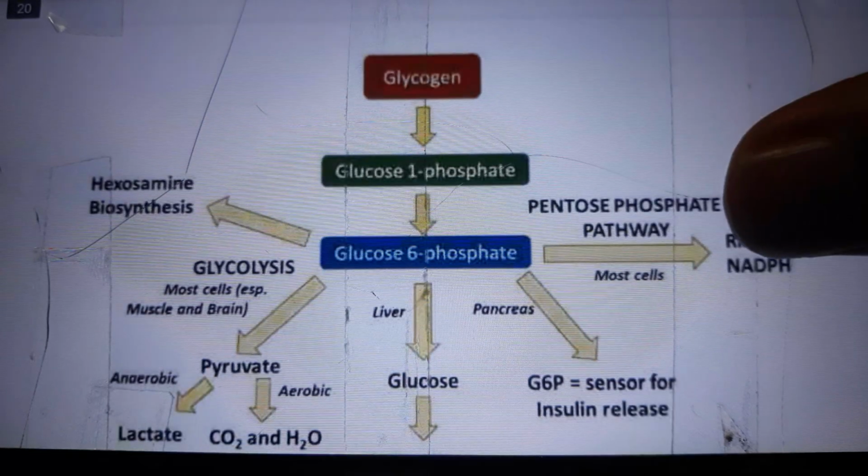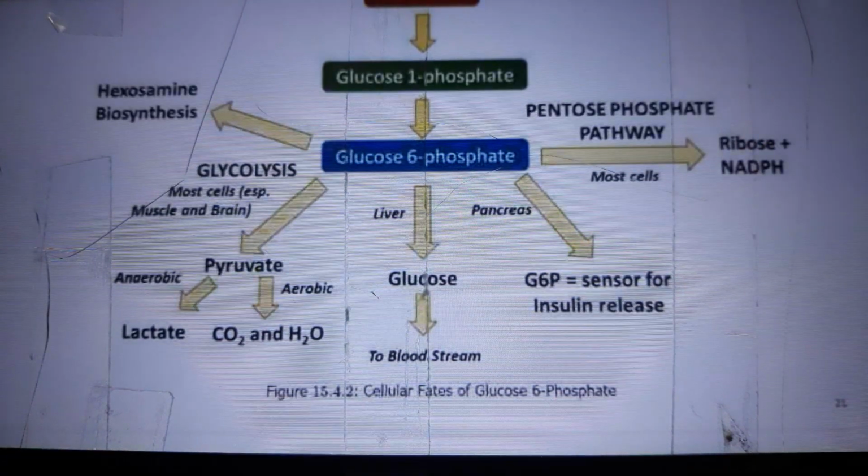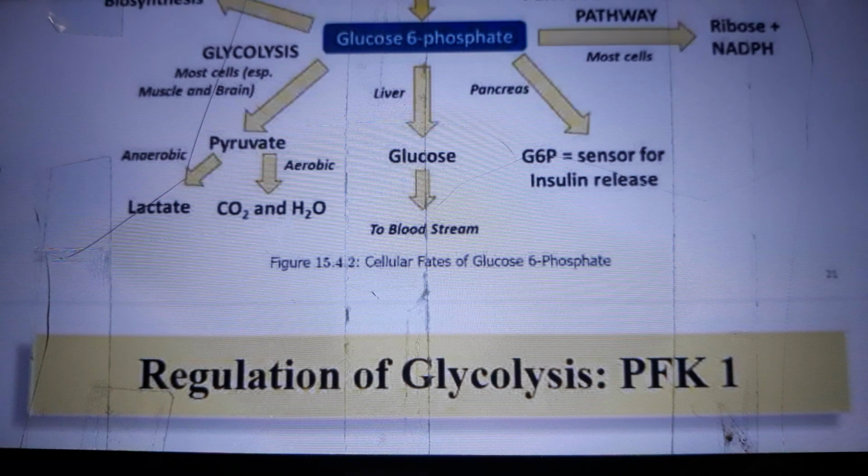The 20th PowerPoint presentation would be glycogen, which becomes glucose 1-phosphate and leads to the formation of hexosamine biosynthesis. And we have glucose 6-phosphate, which gives rise to hexosamine biosynthesis. In glycolysis, it gives rise in most cells, especially muscle and brain, to pyruvate in the aerobic session. And the pentose phosphate pathway gives rise to ribose plus NADPH in most cells, and via the pancreas it gives G6P, which is sensed for insulin release, and directly in the liver it gives glucose and then goes into the bloodstream.